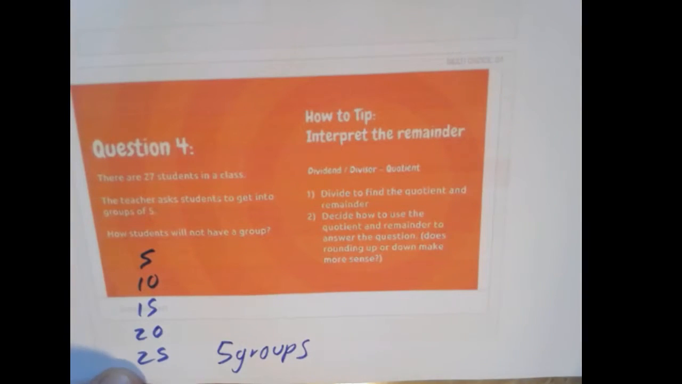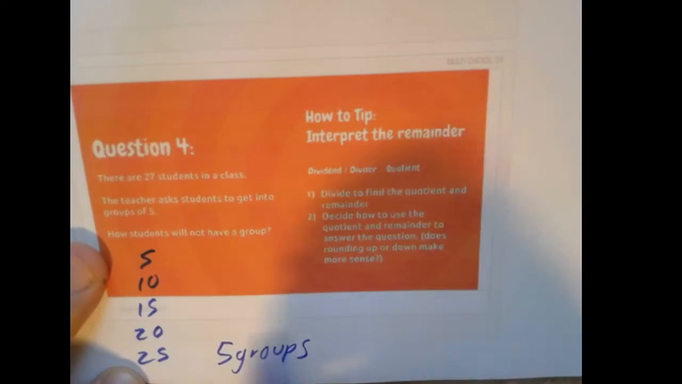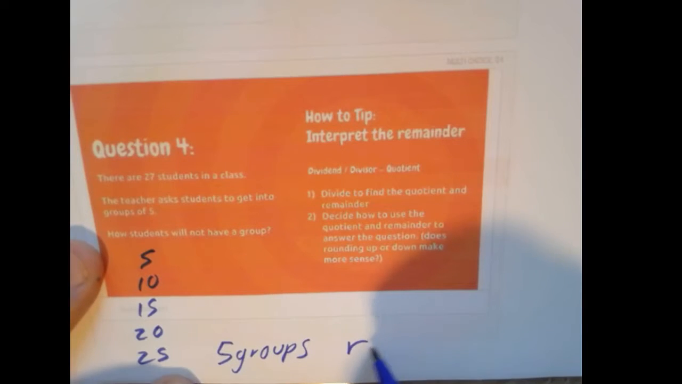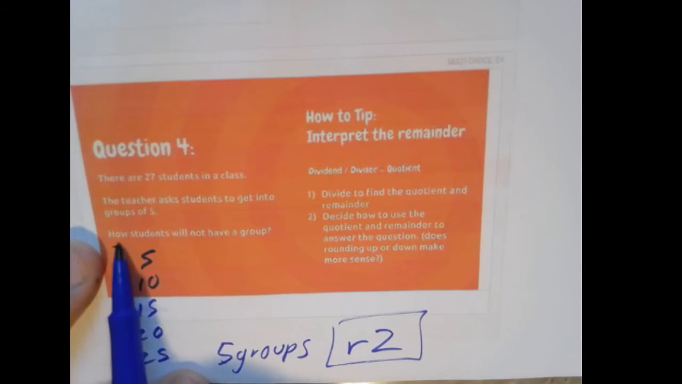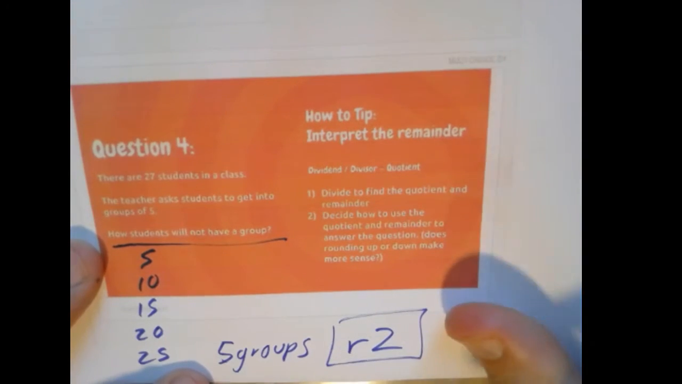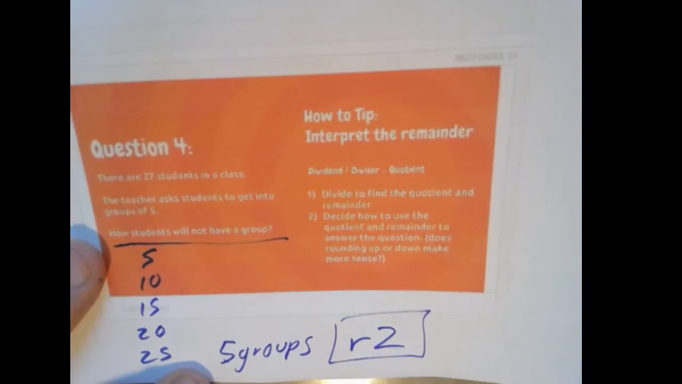But it's asking the question a little bit of a different way. So how many students will not have a group of those 5 groups remaining with 2 that didn't make it in? So it's still going to be a 5 remainder 2, but how this question is worded, it's asking for how many students do not have a group. That would be a remainder of 2.